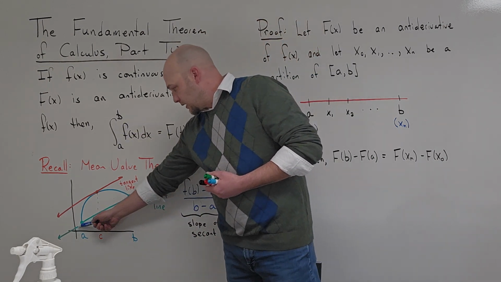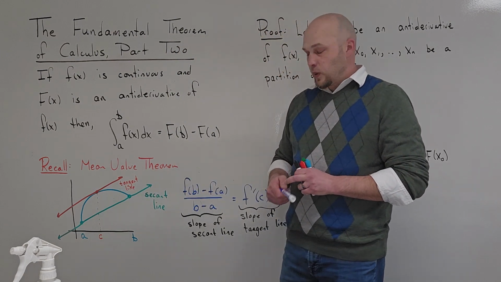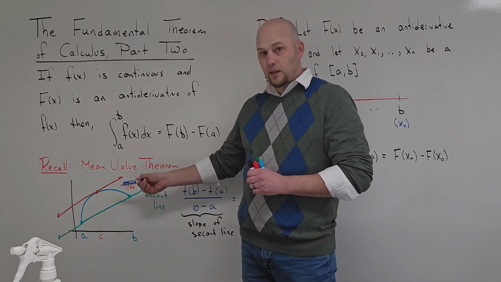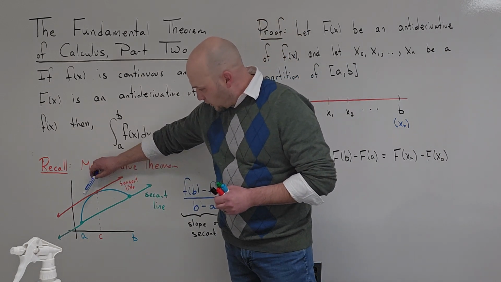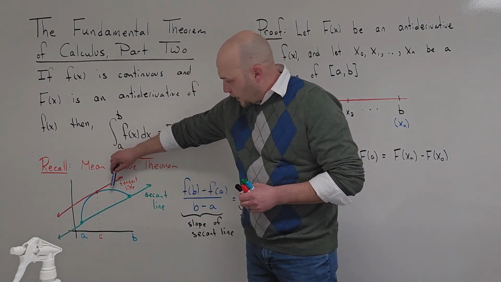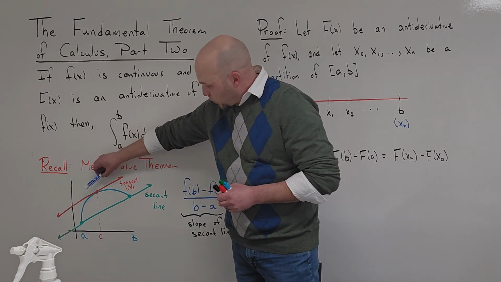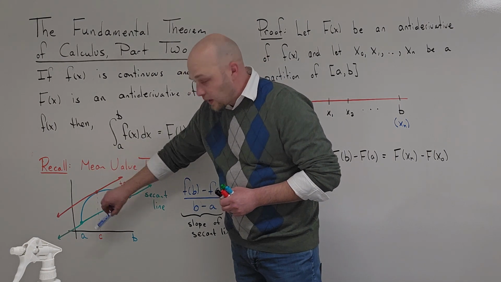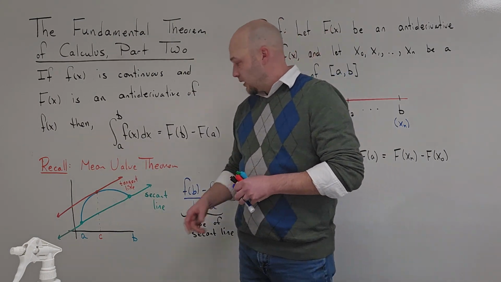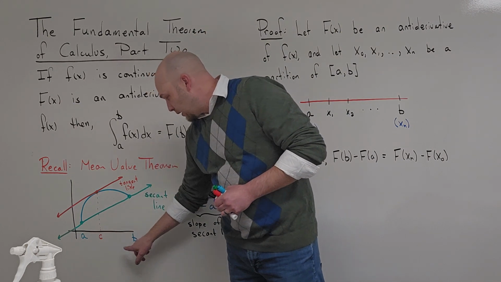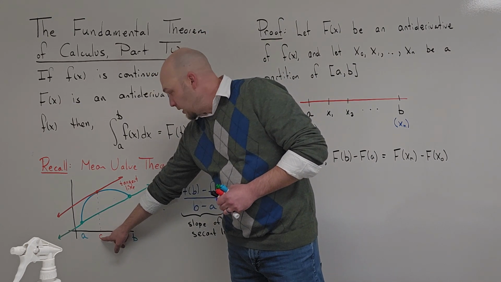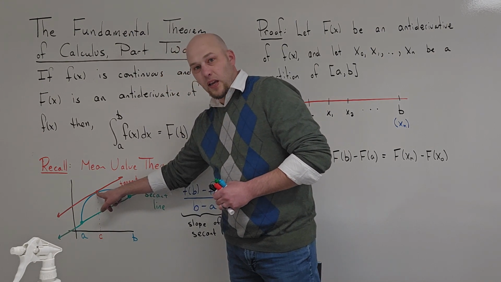But if I look at the secant line, what I can do is I can find a tangent line that's parallel to it. And if you look at this red graph right here, somewhere along here, I can find a point of tangency where this red graph will be parallel to the green graph. And in particular, I'm going to look at the value in between A and B that I labeled as C. C corresponds to the point of tangency.